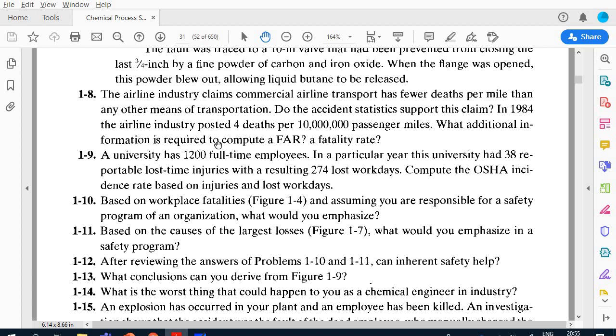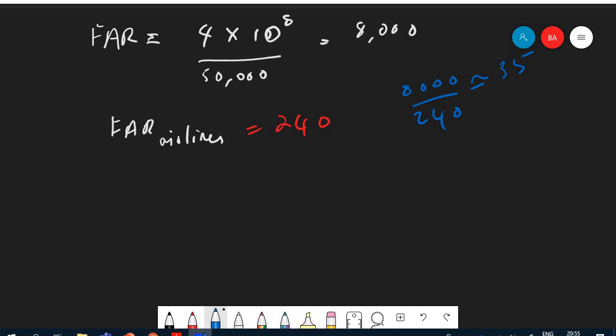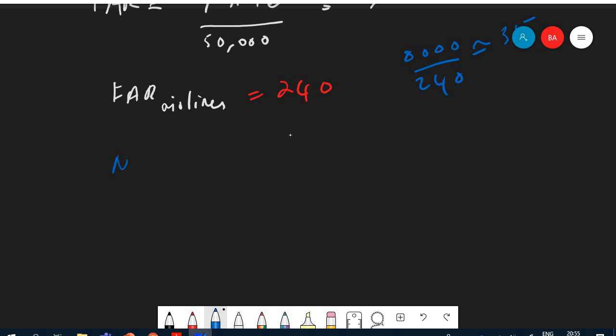Okay, so what additional information is required to compute the FAR and the fatality rate? For the fatality rate, I don't know if you can recall the equation, because we did not take that before, so I'm going to write the equation. The fatality rate is equal to the number of fatalities per year. So how many people die per year.